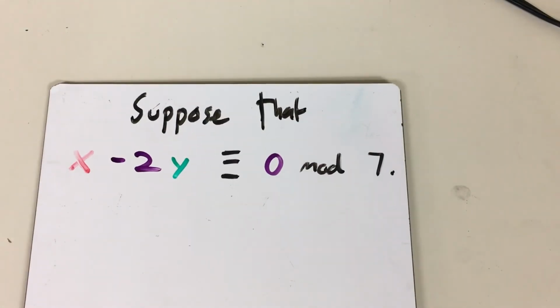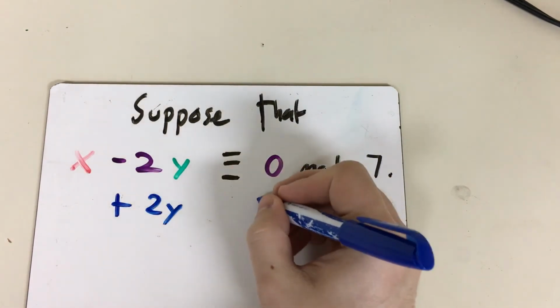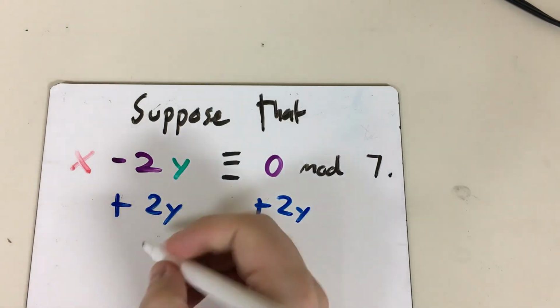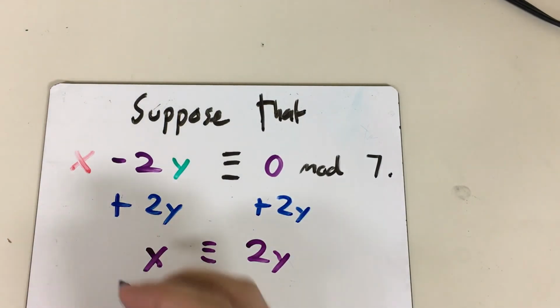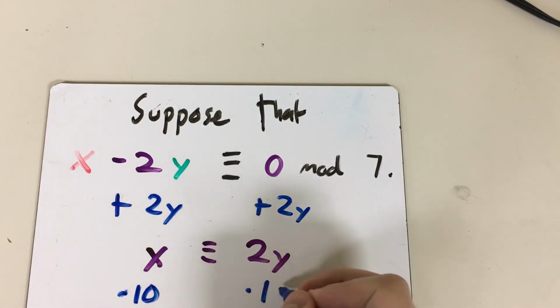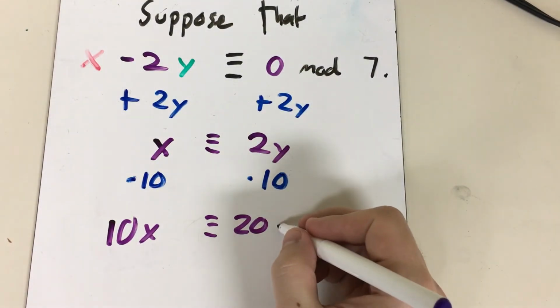So now for the other step. Now for the other side of the proof. And the steps to this are actually pretty much going to be the opposite of the other steps. So if I start with x minus 2y is equivalent to 0 under mod 7, the very first thing I'm going to do is add 2y to both sides, which gives me x, because negative 2y and positive 2y cancel, is equivalent to 2y. Next thing I'm going to do is multiply by 10. So this gets me 10x is equivalent to 20y.